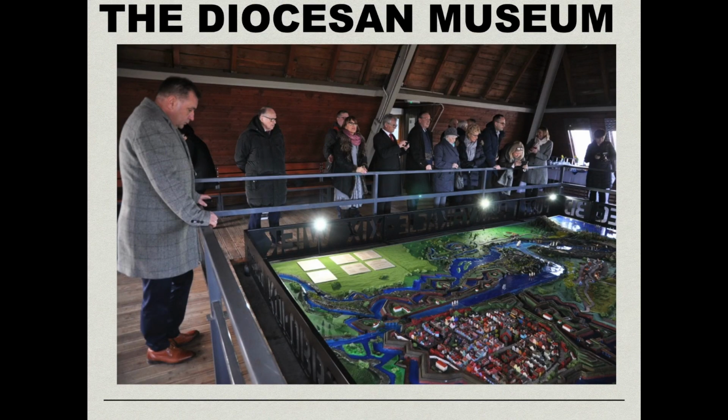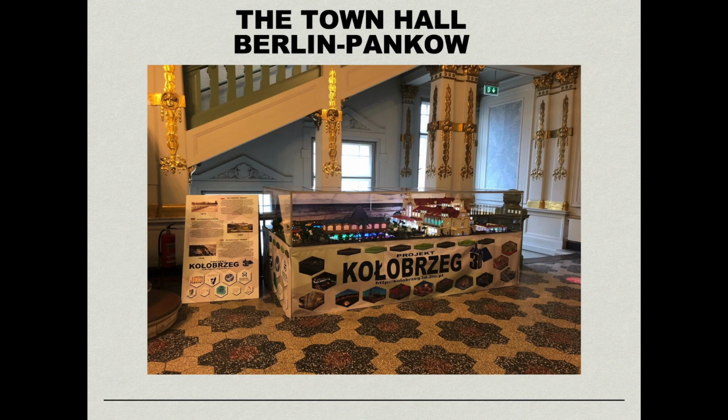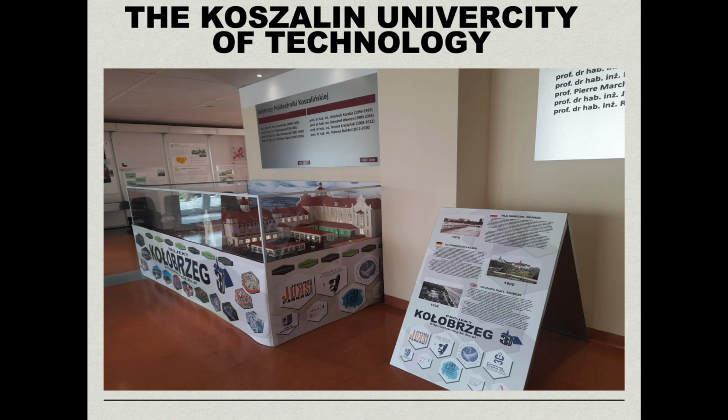In the Diocesan Museum, which is located in the tower of the Kolobrzeg Basilica, there is a port and fortification from the 19th century. The cursed palace was first exhibited at the Berlin Art School, later in the town hall of the Berlin-Pankow district, and now it is in the main hall of the Koszalin University of Technology.